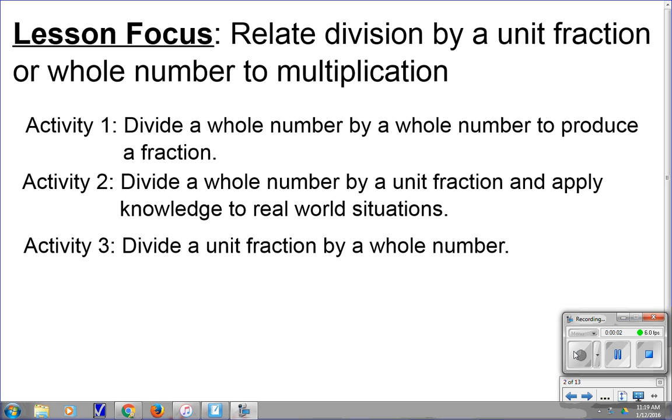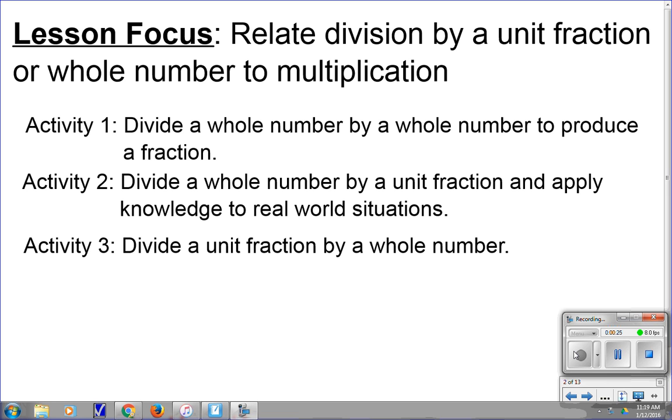Hello, friends. So today in math, you did lesson 10 of unit 3. You did the first part, which was whole number divided by whole numbers. But you got a fraction. And you broke up those waffles.